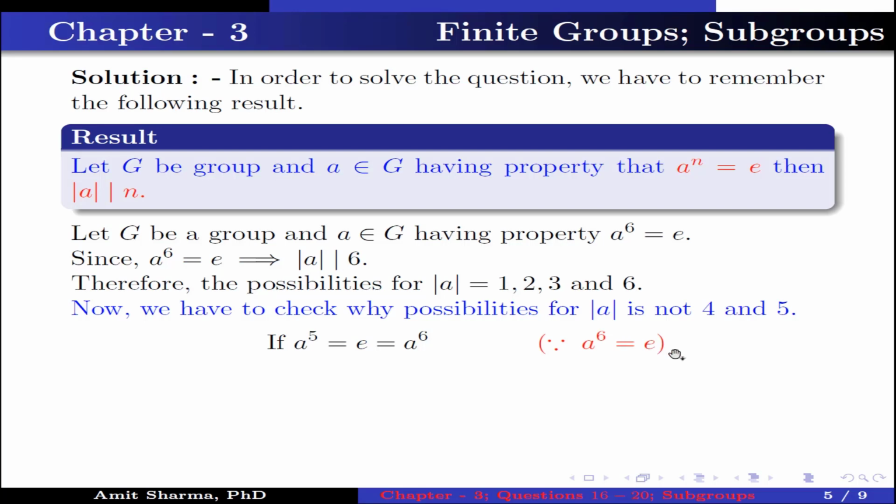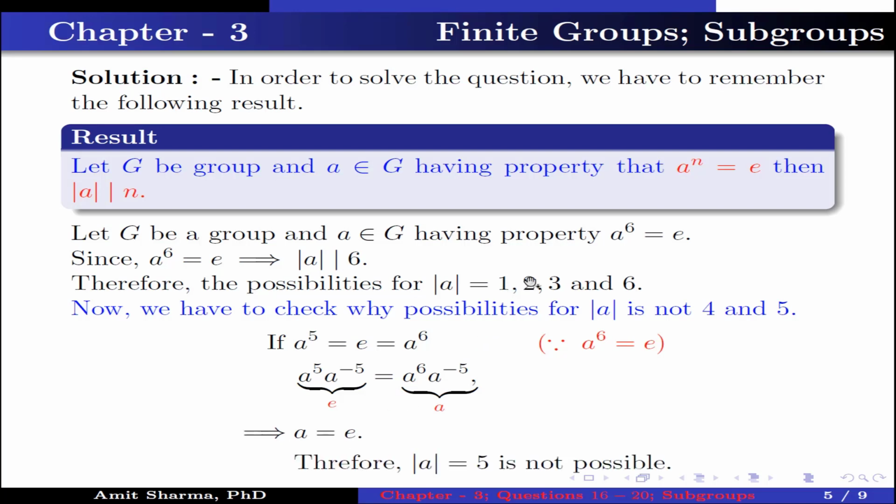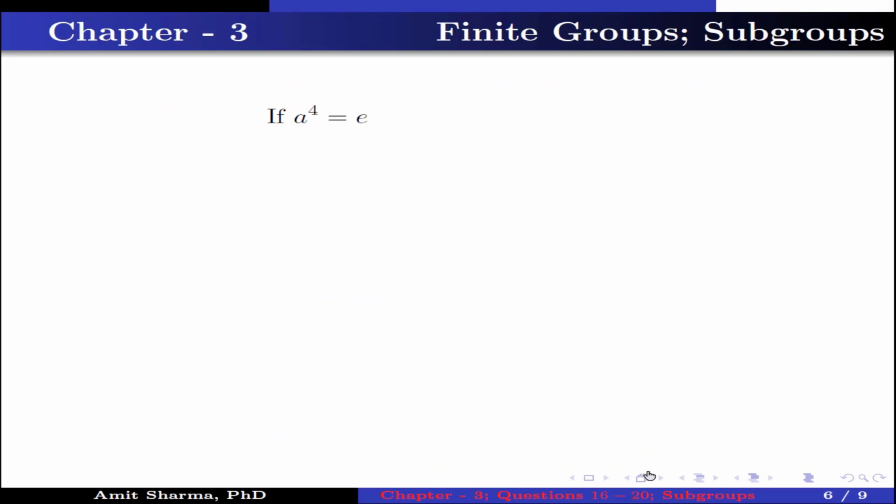Now multiply a to the power minus 5 on both sides, we get a to the power 5 into a to the power minus 5 is equal to a to the power 6 into a to the power minus 5. This is the identity and this is a. This implies a is the identity. This implies the order of a is 1, which is already included in this possibility. Therefore, order of a is 5 is not possible.